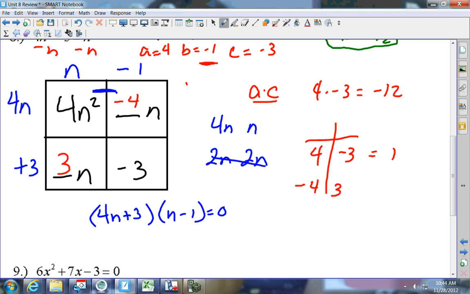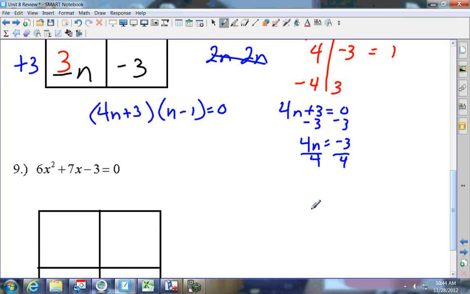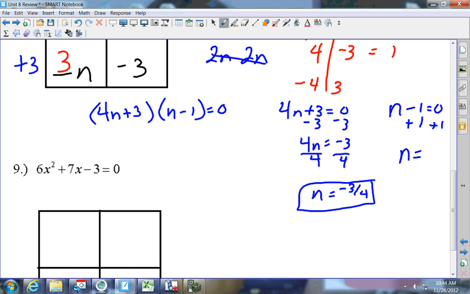To find the solutions, 4n plus 3 equals 0. Subtract 3 from each side. 4n equals negative 3. Divide by 4. N equals negative 3/4, or negative 0.75. The other one is n minus 1 equals 0. Add 1 to each side. N equals 1. Those are your solutions.